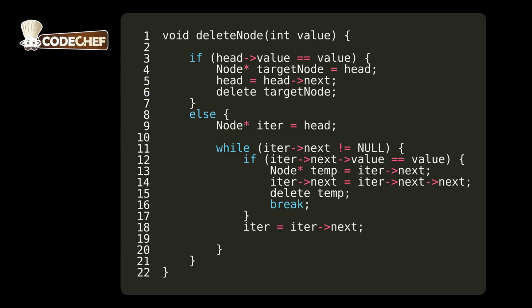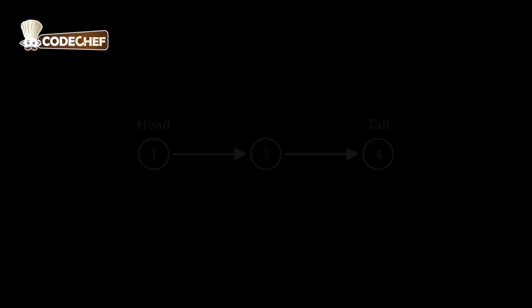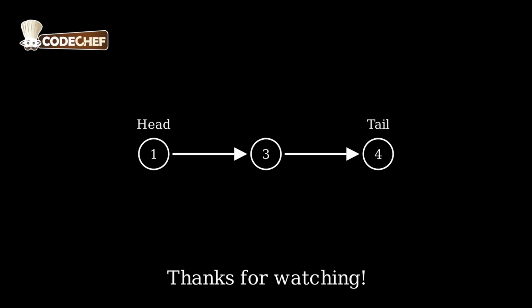And that's how we delete a node at any position in a linked list. By correctly adjusting the pointers, we maintain the integrity of the list. Here is the final linked list after the deletion process.